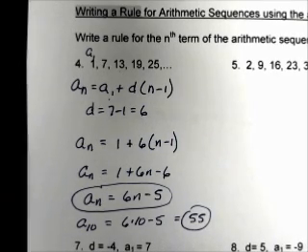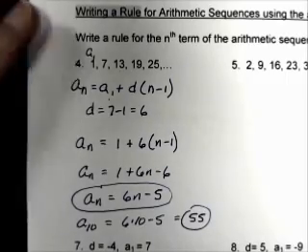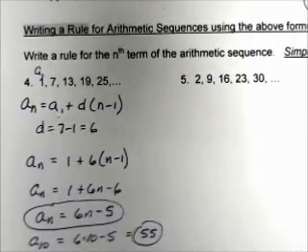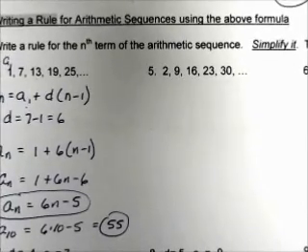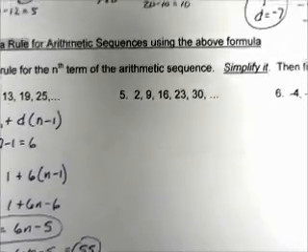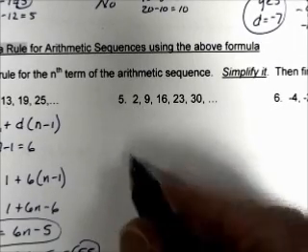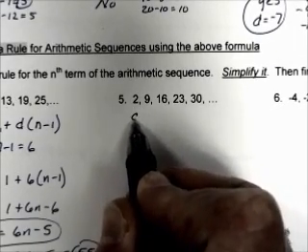All right, so two things we're doing here. We're finding the rule for the nth term using the formula, and then once we find our rule, we're plugging in to find the value of the 10th term. Next, let's find our d value.